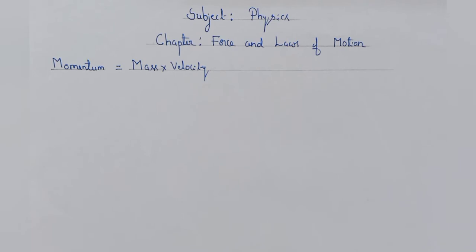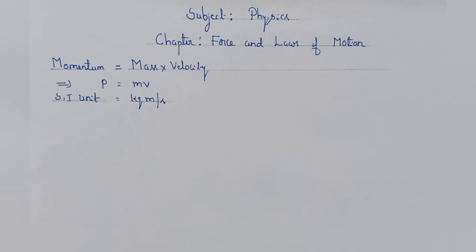Then what is momentum? The momentum is nothing but the product of the mass and velocity of a body. The momentum is denoted by the symbol P and the mathematical expression of the momentum is given by P is equal to m into V. The SI unit of mass is kg and the SI unit of velocity is meter per second. So, the SI unit of momentum is kg meter per second.